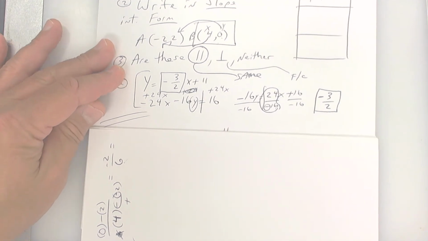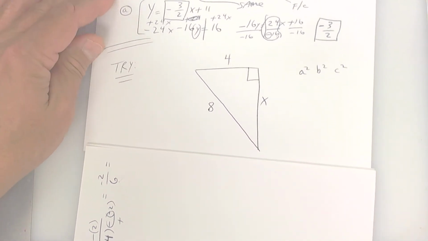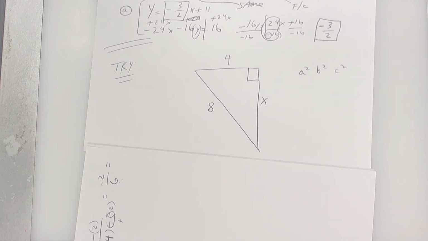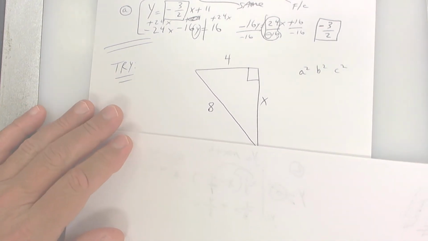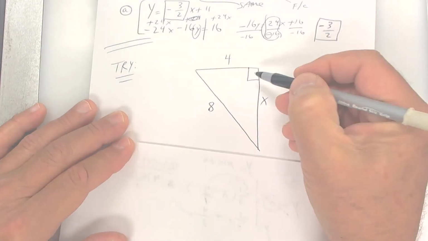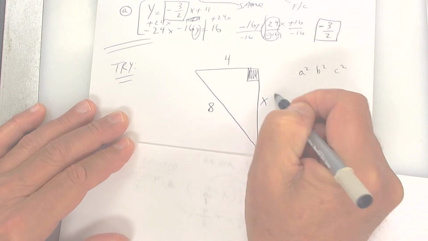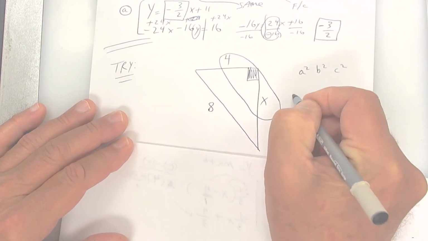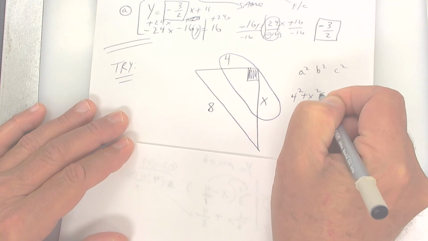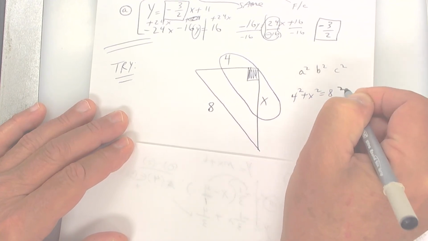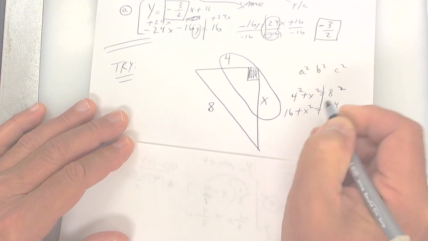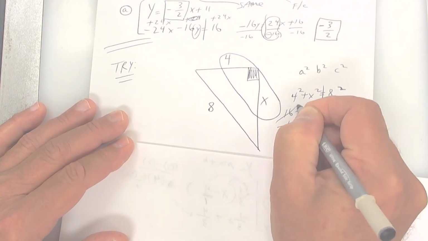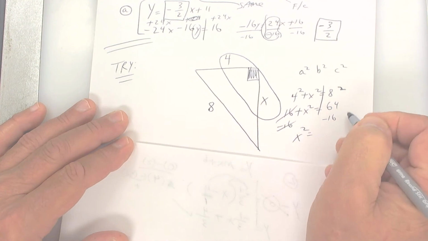For geometry kids, work this one on a new sheet of paper. Get out your white paper. All right, well, you were taught Pythagorean's theorem, so color the box. Put these together. So it's 4 squared plus x squared equals 8 squared. So that's 16 plus x squared equals 64. Subtract 16. So you get x squared equals whatever that is.